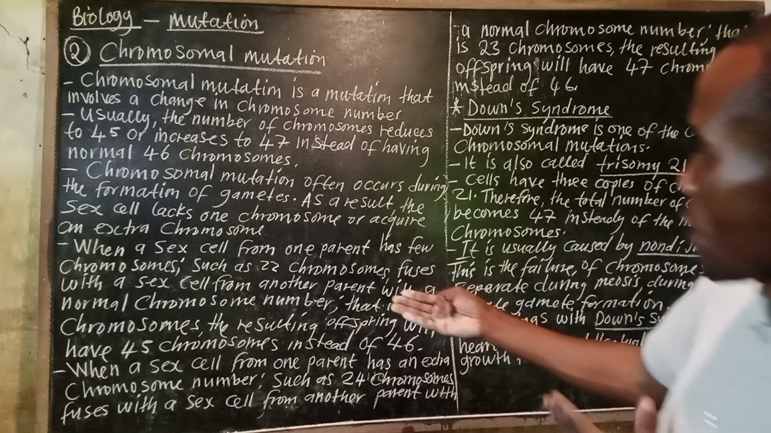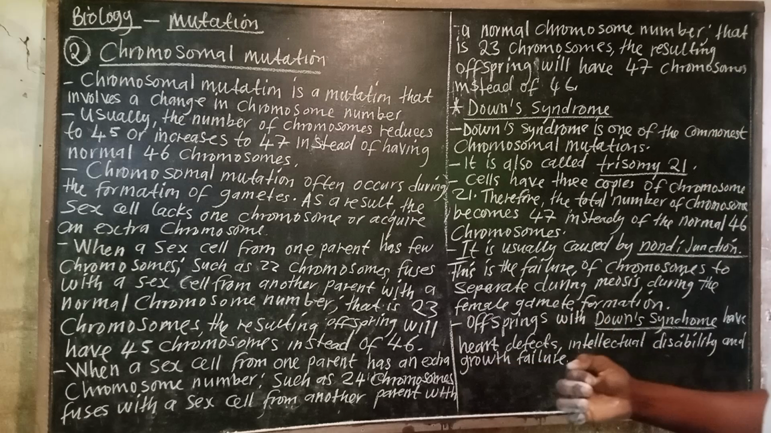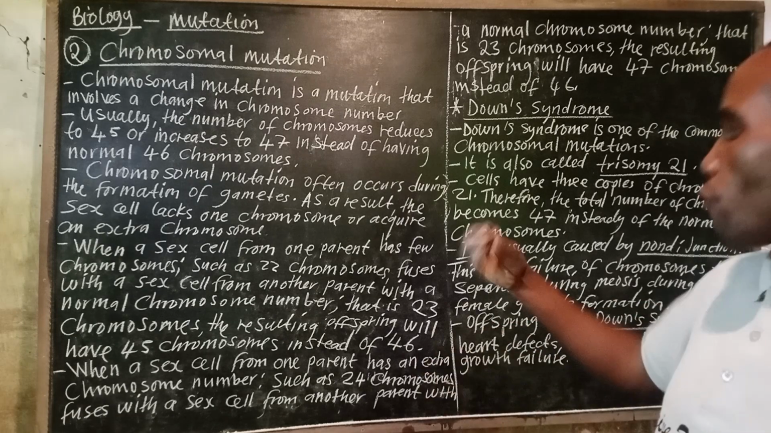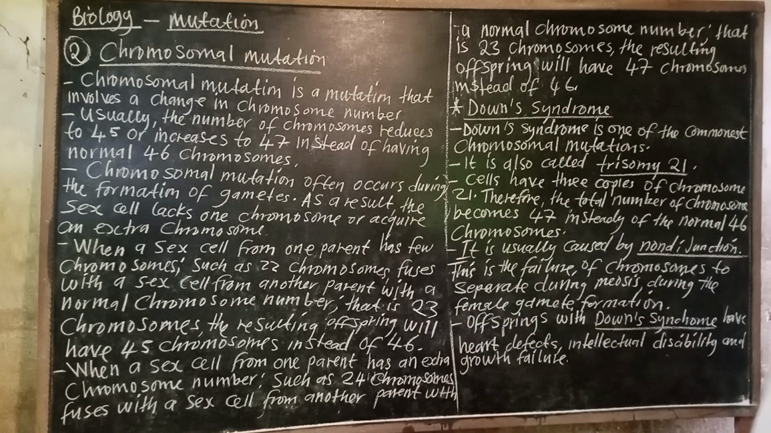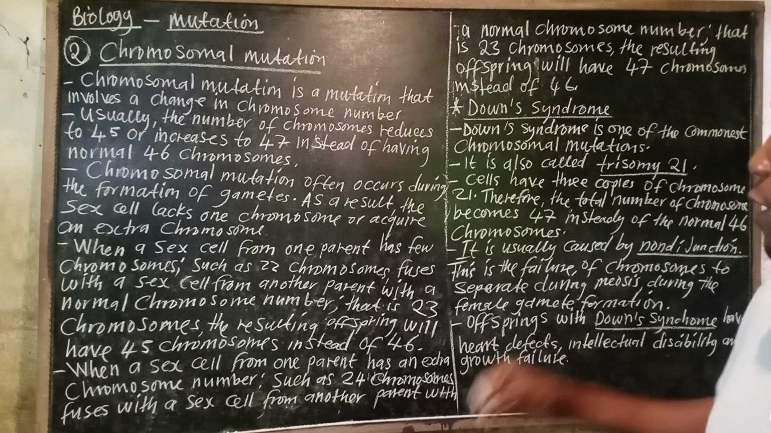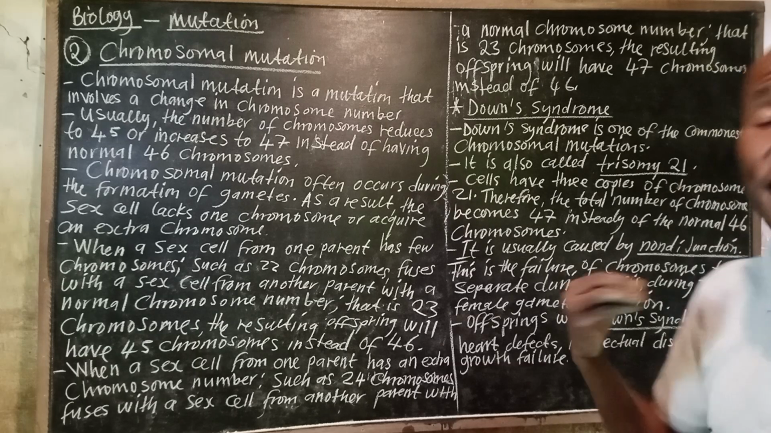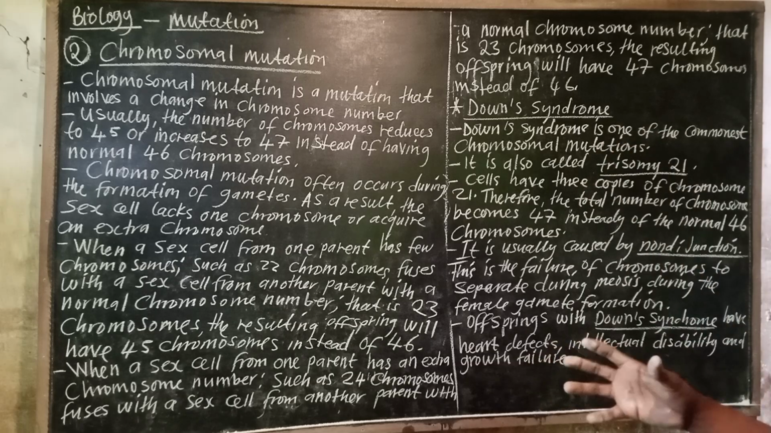Okay, so this is what it is here. When a sex cell with fewer chromosomes fuses with a normal chromosome number, that is 23 chromosomes, the resulting offspring will have 45 chromosomes instead of 46. Then when a sex cell from one parent has an extra chromosome, such as 24 chromosomes, fuses with a sex cell from another parent with the normal 23 chromosomes, the resulting offspring will have 47 chromosomes instead of 46. That is abnormal now.